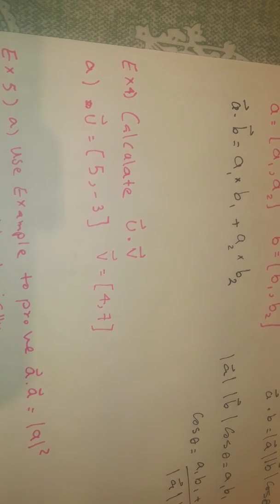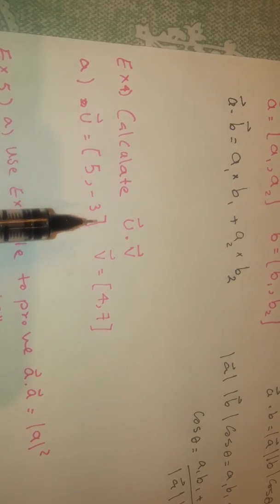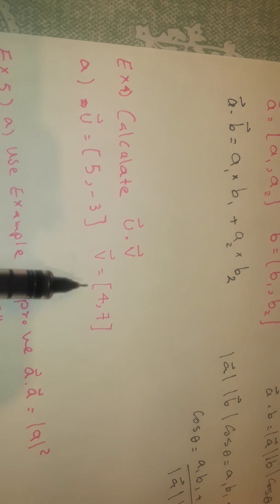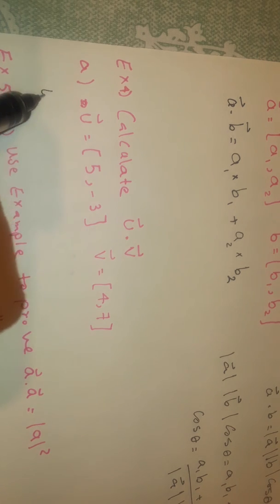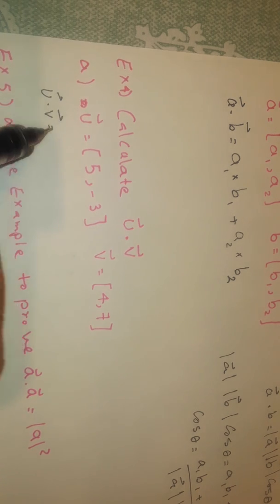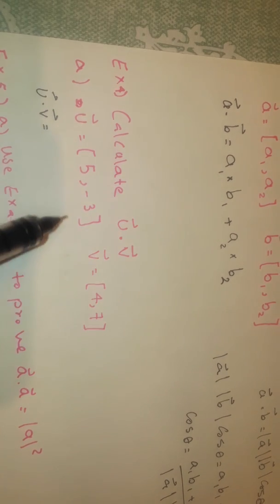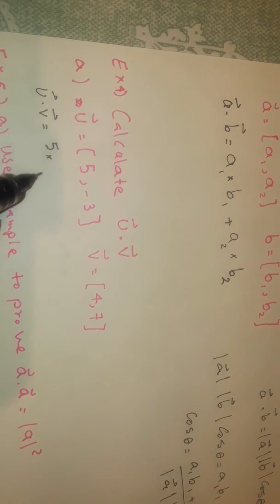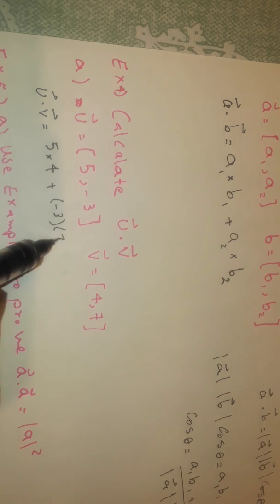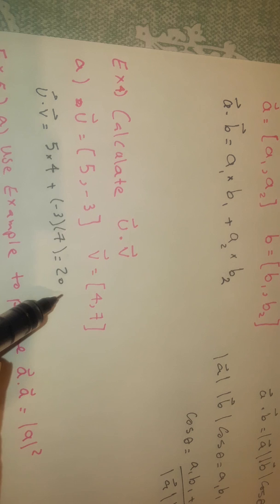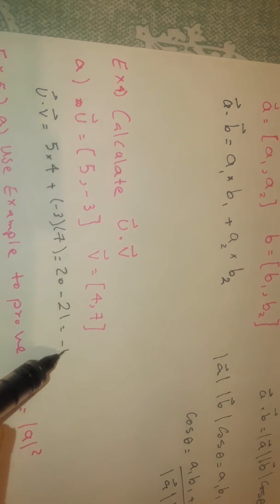So there is another example, calculate u dot v. So u and v are given to me. So u dot v, simply according to this property, is going to be the x components multiplied by each other, 5 multiplied by 4, plus the y components multiplied by each other. 20 minus 21 is going to be negative 1.